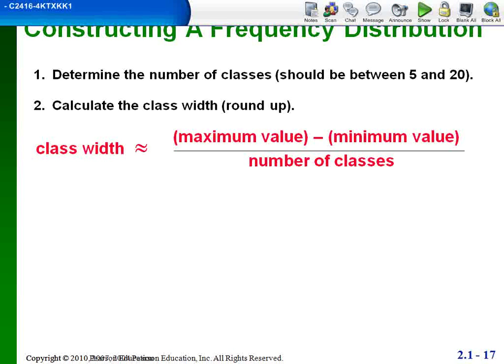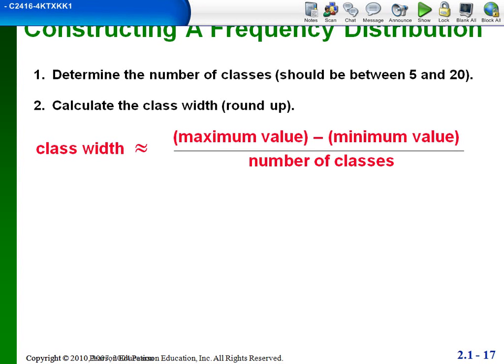Okay, now here's where somebody asked me about rounding. You always round up. And how do you round up? If your data is whole numbers, you round to the whole number. If your data has tenths place values, you round to the tenths place. If your data has hundredths place values, you round to the hundredths place. You see that? And you're always rounding up.